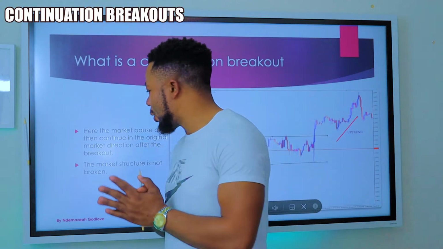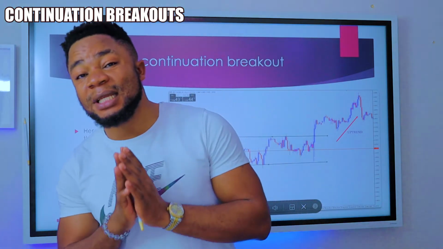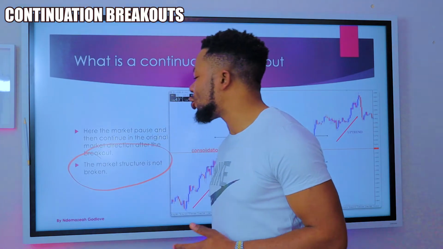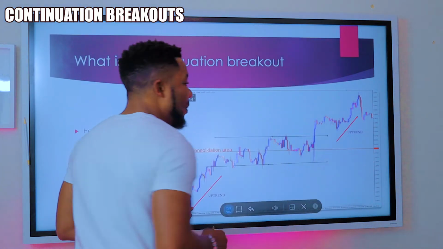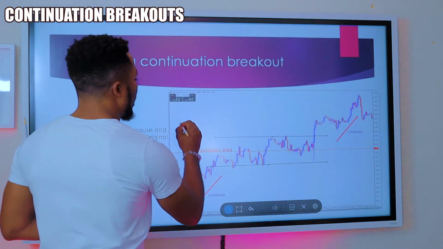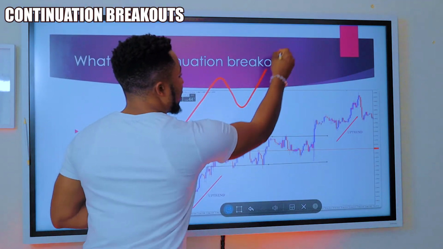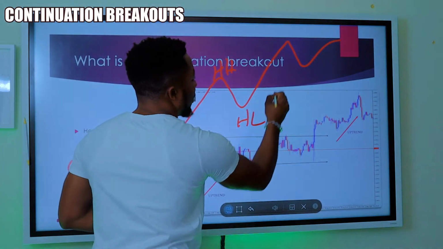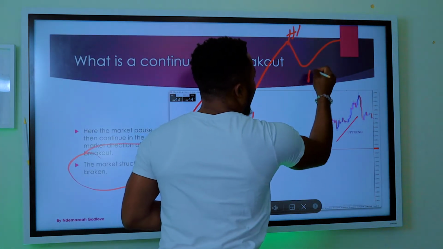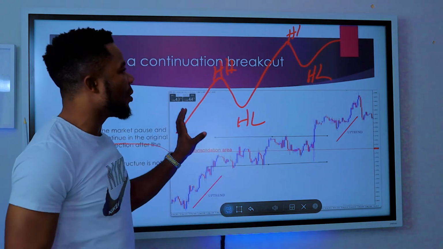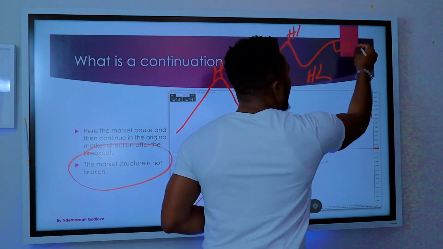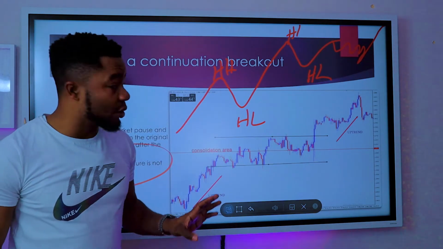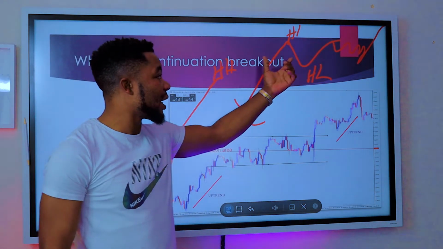That is why they call it a continuation breakout. And you see here they say the market structure is not broken, because remember, if the market is going up, this is how the market will be forming higher highs and higher lows. So the structure, remember, if you see a consolidation and the market continues going up, the structure is not yet broken, because we still have higher highs, higher lows, higher highs, higher lows.